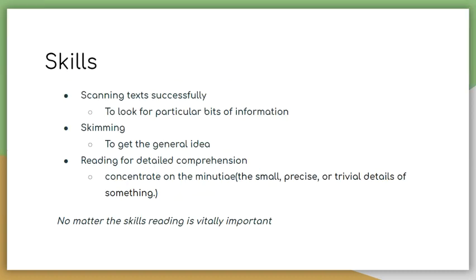Skills. Scanning. Students will be able to scan the text for particular bits of information. Skimming. They have to be able to get the general idea of what the text is about. It's very similar to scanning. The difference is that it depends on what kind of text they are reading and what they want to get out of it. For example, reading for pleasure or for academic purposes.